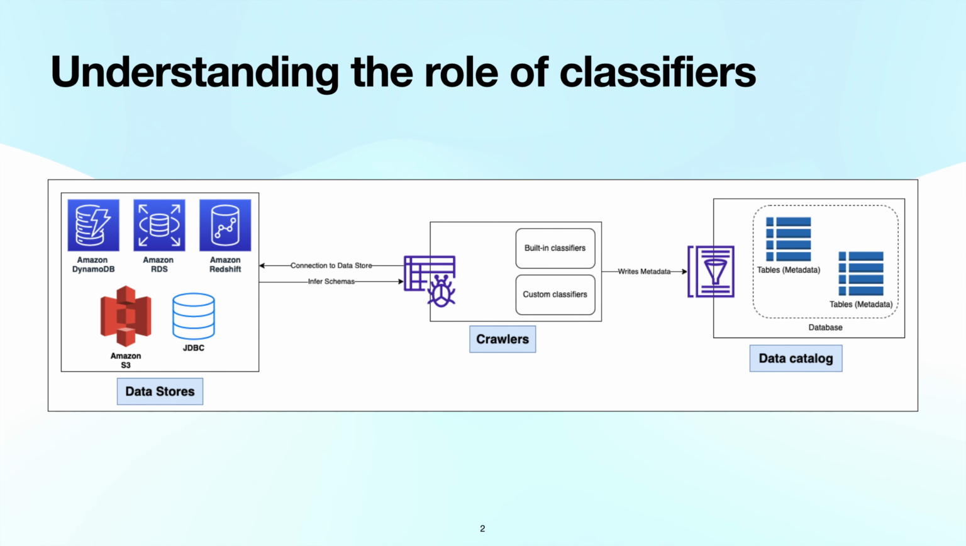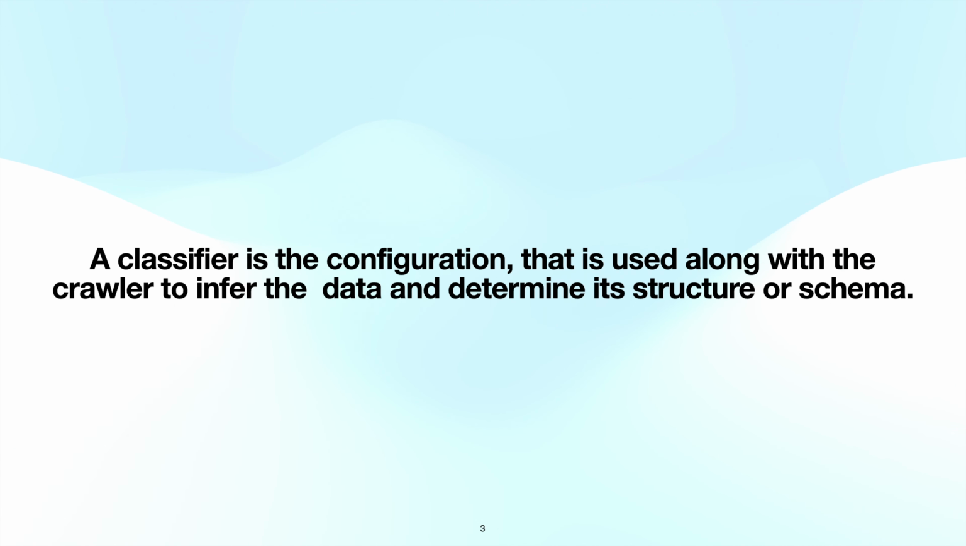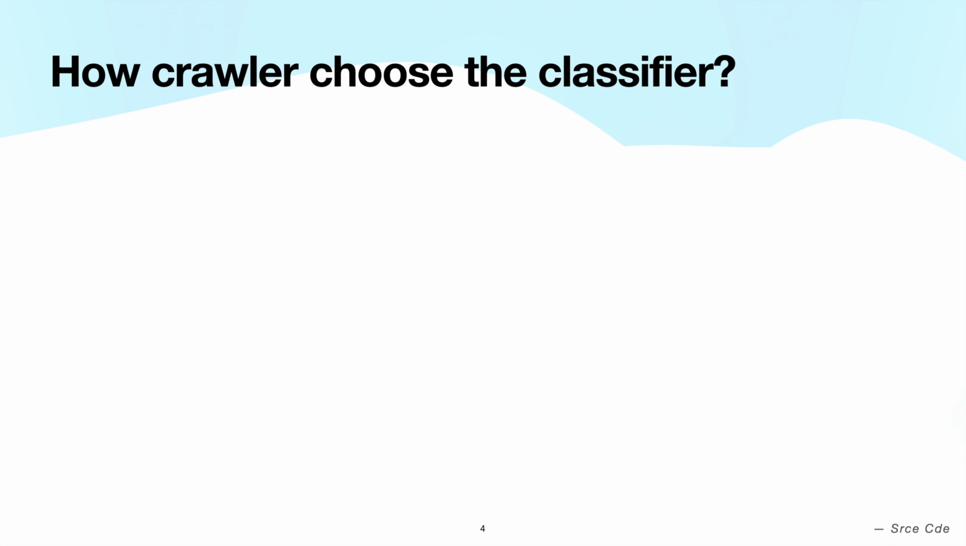So a short definition of a classifier is the configuration. It could be built-in or custom classifier that is leveraged as a part of the crawler to infer the source data and parse the structure or schema of that data. Now when the crawler finds a classifier that matches the data, the classification string and schema are used in the definition of tables that are written to your AWS Glue data catalog. As a next step, let's see how the crawler chooses the classifier.